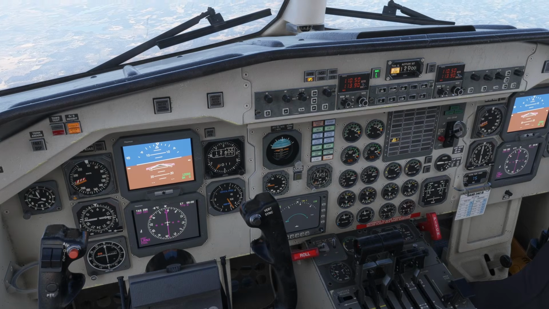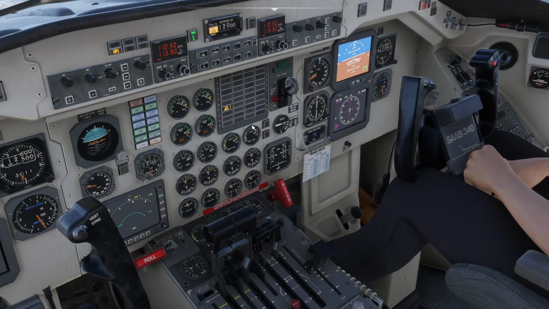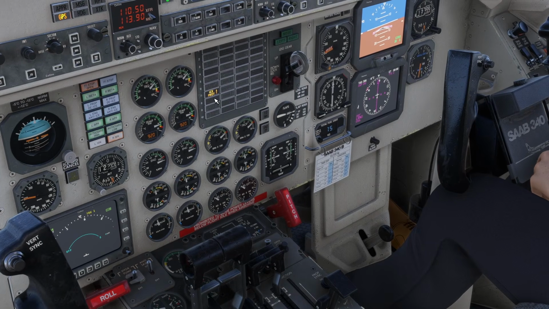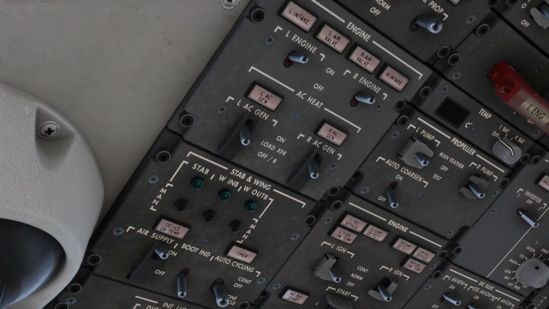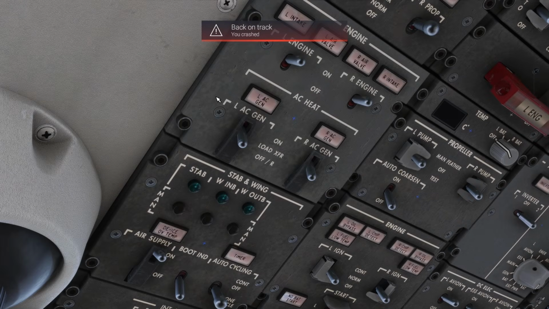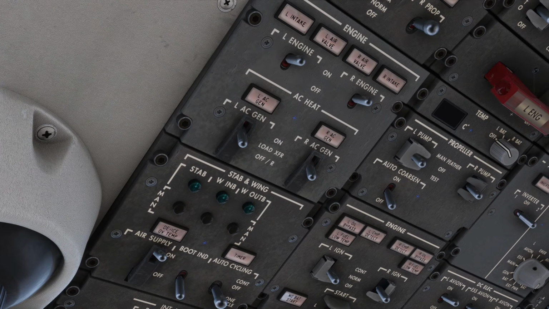Issue number 3. You're flying on a pretty high altitude and suddenly this light starts to burn. In that case, make sure that you switched on all the ice protection, because else this will happen and you crashed. But luckily Flight Simulator has the option to put you back on the track. But of course, that's not what you want.